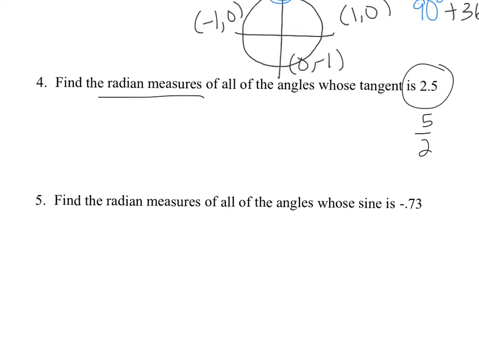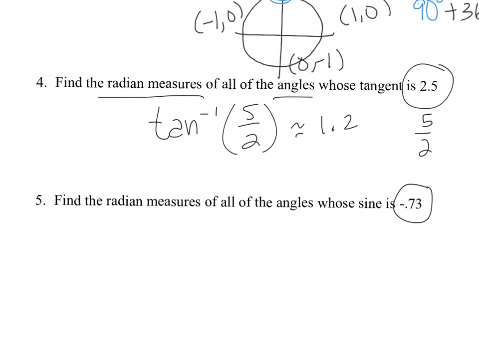So this is not coming to me exact value-wise for tangent. Same with this one down here, you're going to have to use your calculator. What you're trying to figure out is the angle. So I'm going to do the tangent inverse of 5/2, and you need to make sure your calculator is in radian mode. When I do that on my calculator, depending how you round, I'm going to round to the nearest tenth, 1.2. But I have to really think about the tangent here, where it's going to be positive.